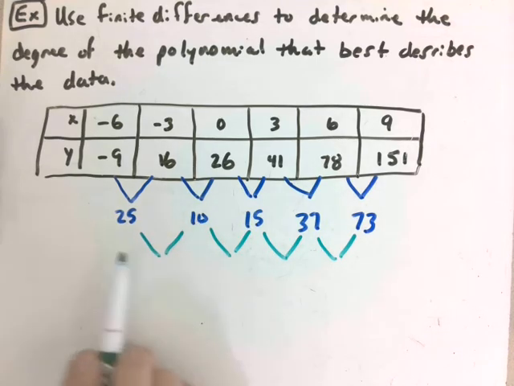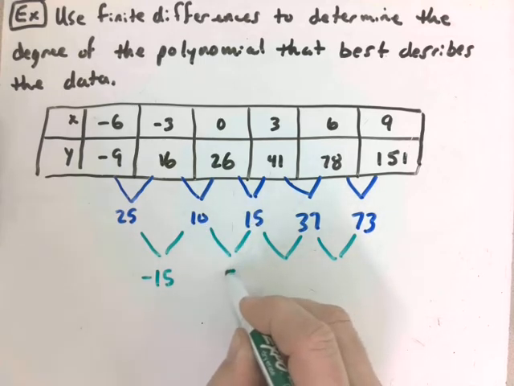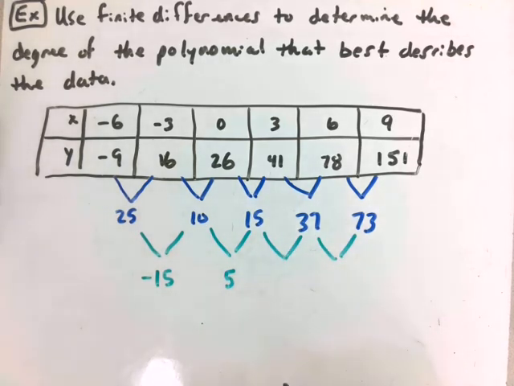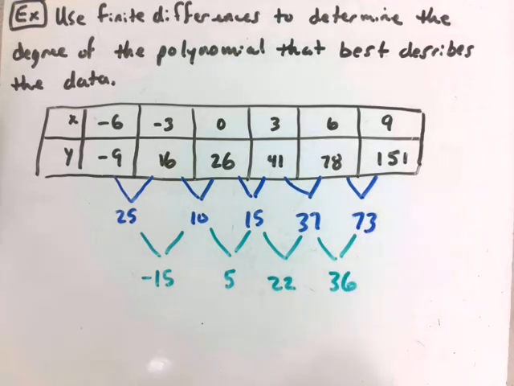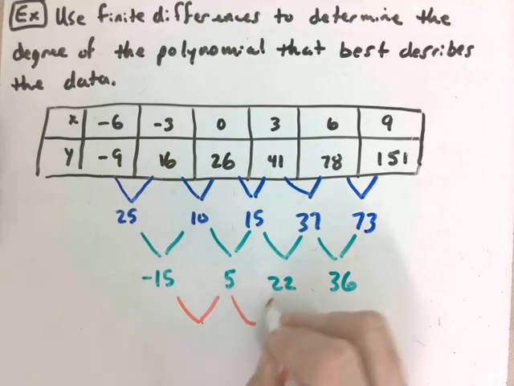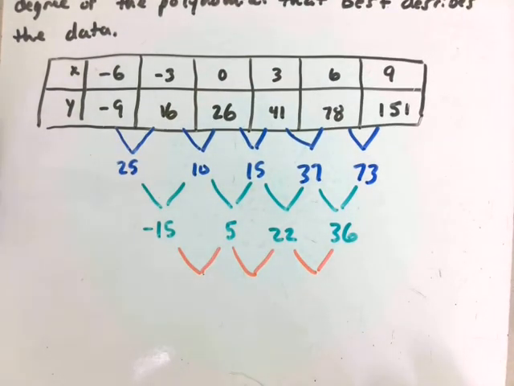So 10 minus 25 is a negative 15. 15 minus 10 is 5. 37 minus 15 is 22. And 73 minus 37 is 36. All right, so now I look at the second differences. These numbers are still pretty spread out. So I would calculate the third differences and see if those numbers are still spread out or if we can come up with something a little bit closer together.